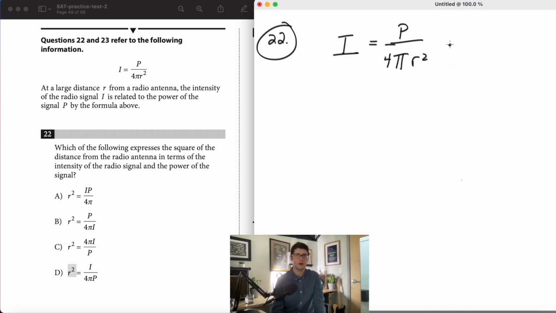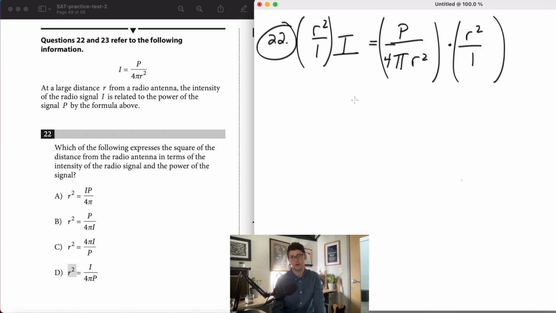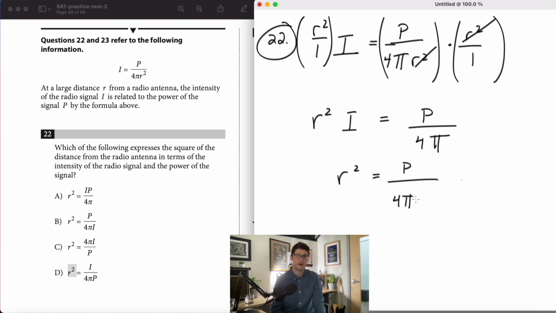There's this feeling that you have to leave r where it is and move everything else, but you don't. Look, r is in a denominator. Let's get it out of there. Multiply both sides by r squared over 1. I overdo it with parentheses, but now you really get what's going on. The r squareds cancel. I get r squared I over 1, but I won't write that because I don't need to. P over 4 pi. Divide both sides by I and you're finished. P over 4 pi times I. So you don't have to pick numbers here to get this right answer.